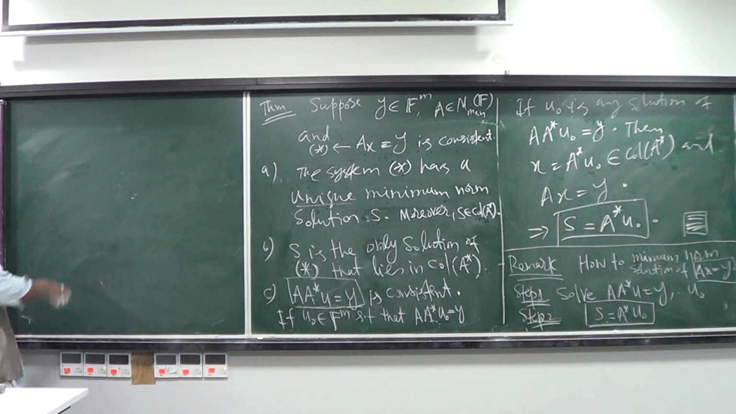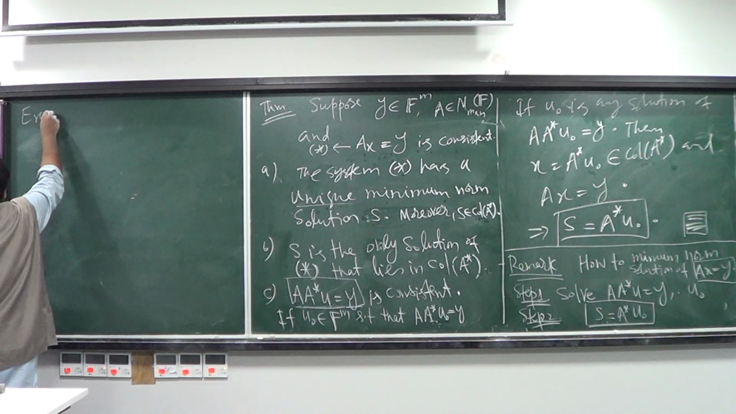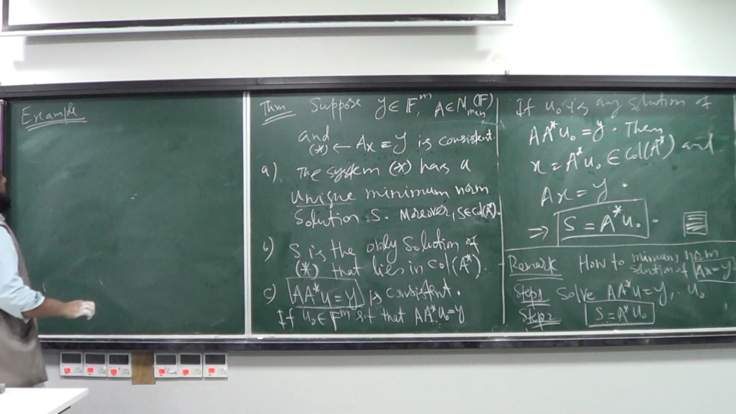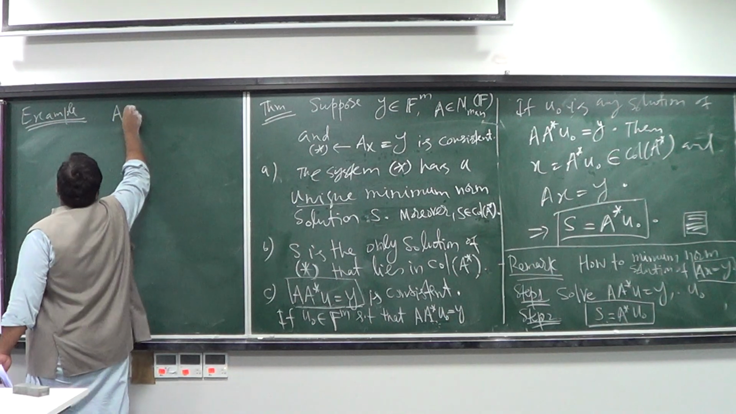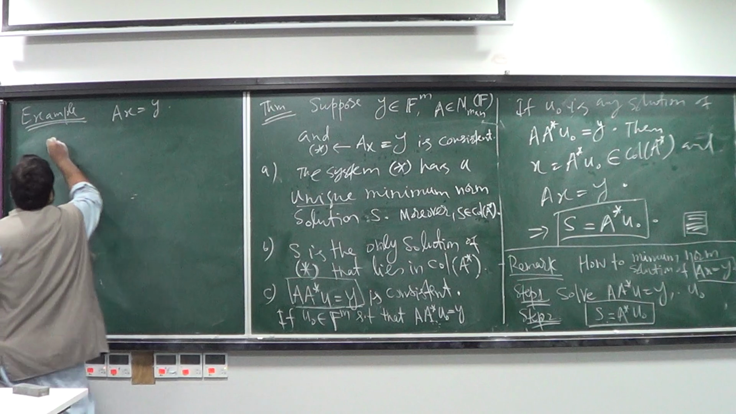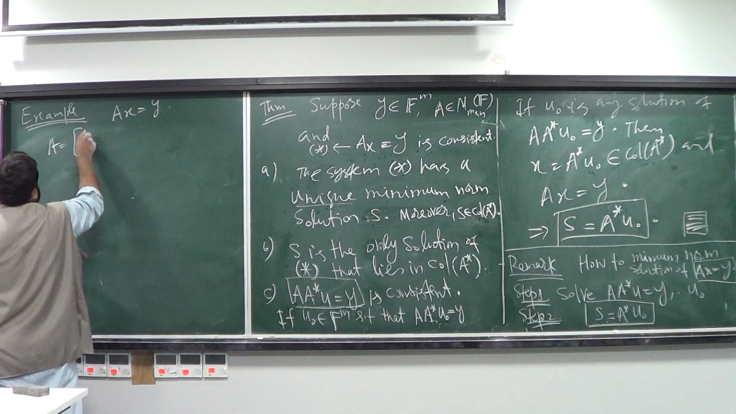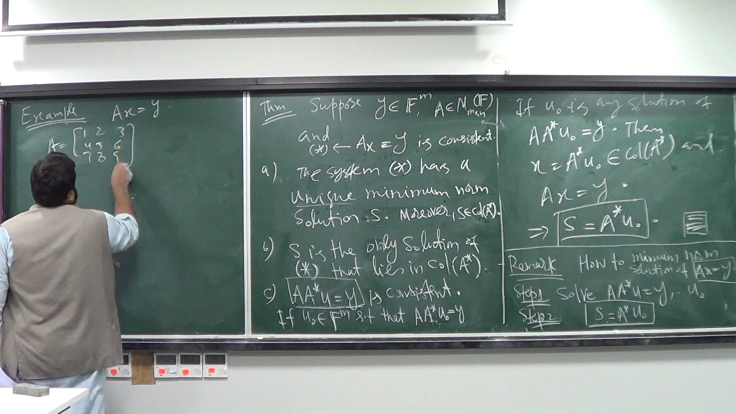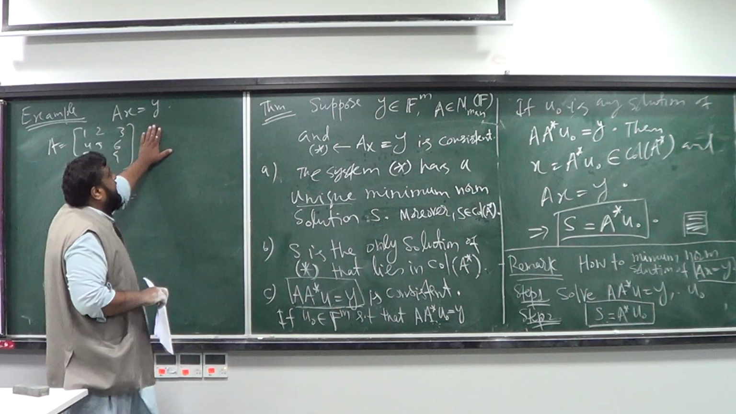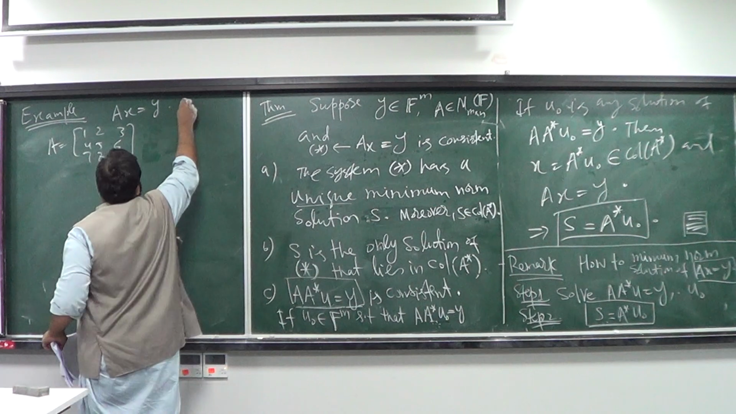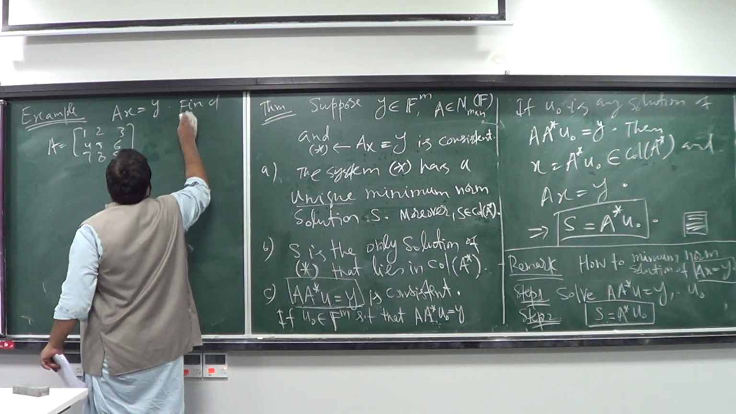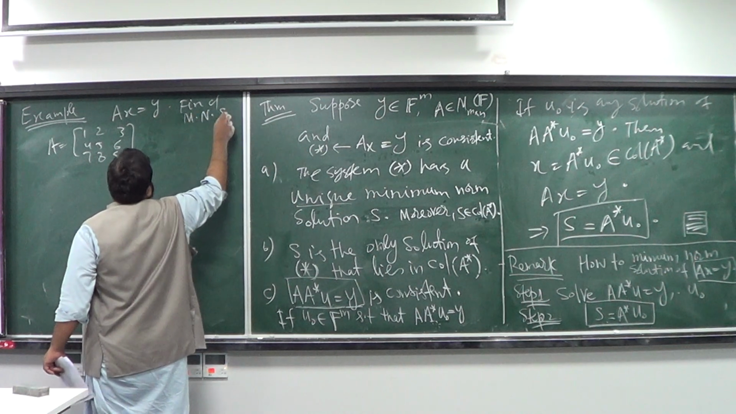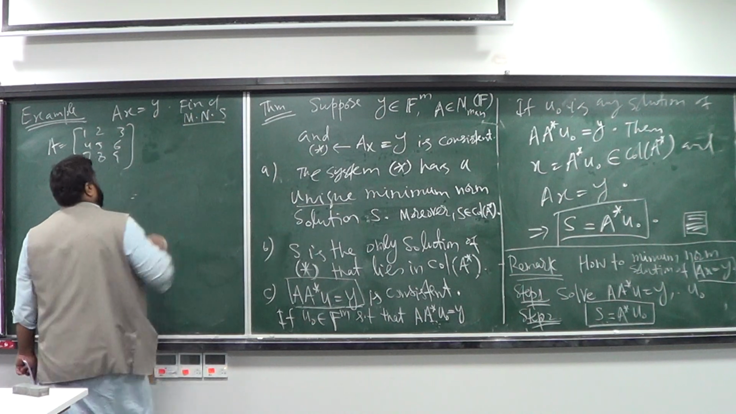Okay, so here's an example. Imagine you want to solve a system, say Ax = y, where A is the matrix 1, 2, 3, 4, 5, 6, 7, 8, 9. You want to find a minimum norm solution of this system.